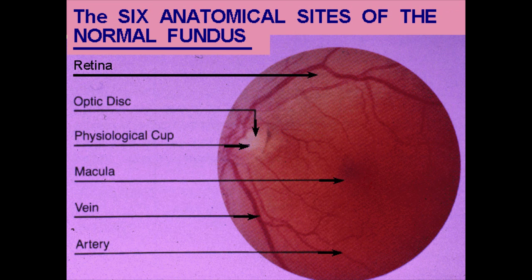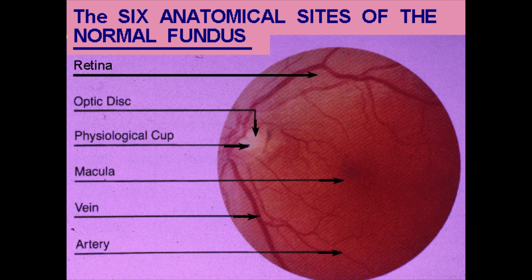There are 6 anatomical sites or landmarks that should be identified. They are the optic disc, the physiological cup, the macula, the veins, the arteries, and of course the retinal field. Within the area in view, look for the optic disc. It is a round, yellowish structure perforated by the retinal vessels. If the disc is not in the field, identify and follow a vessel in the direction of its increasing diameter, that is, centrally, to locate the disc.